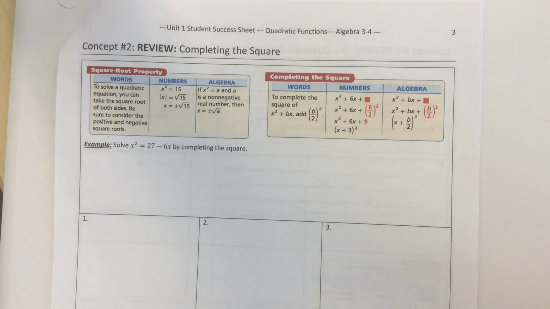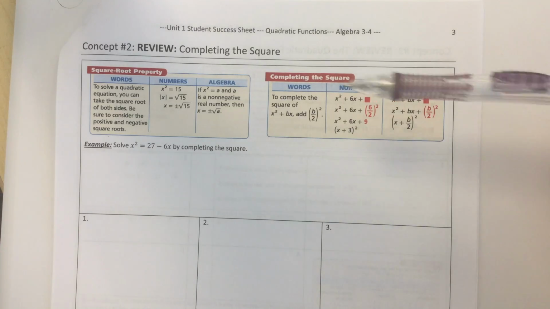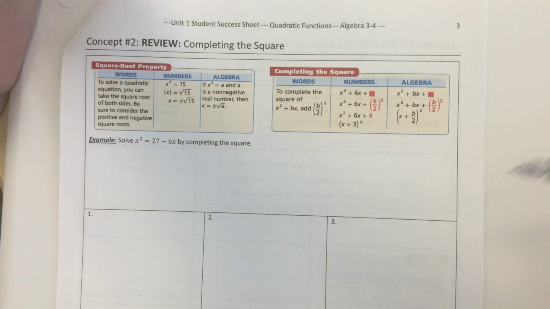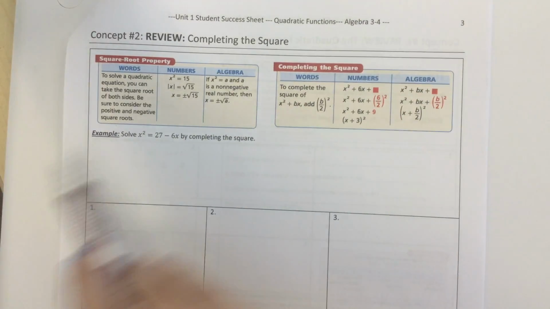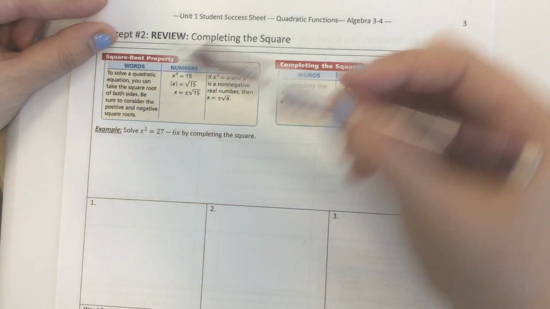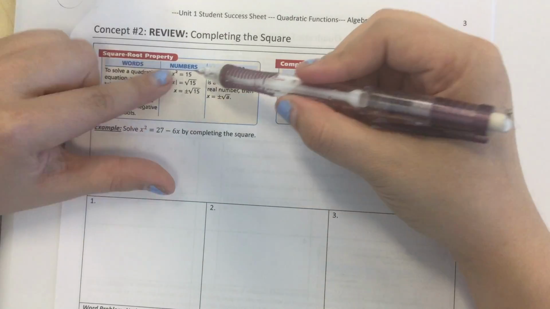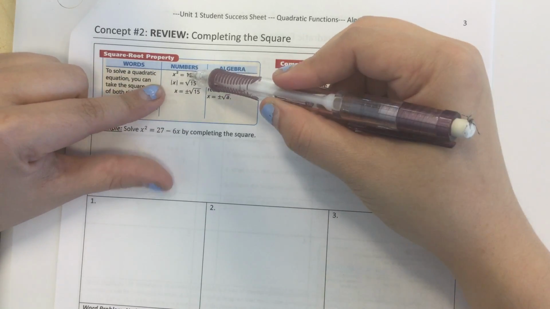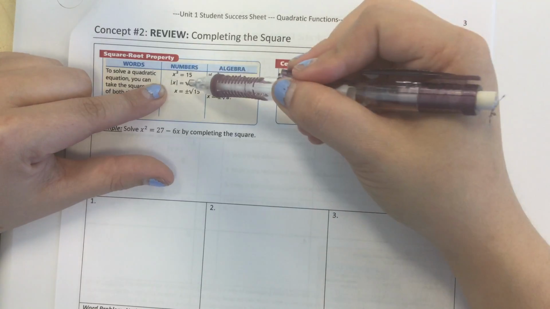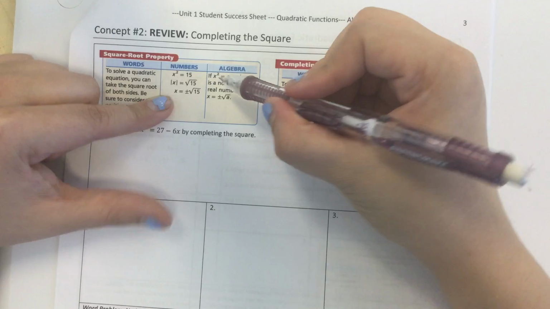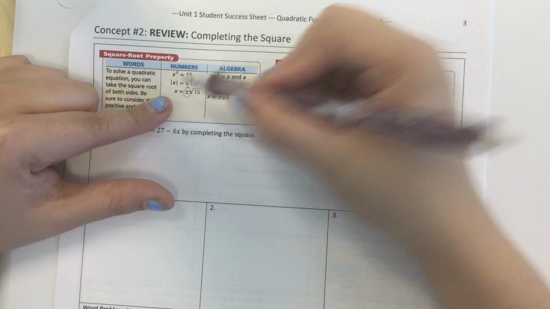All right, concept number 2 in Unit 2, another review concept. So this is completing the square. Now, there's a couple things we need to remember when completing the square, and one of them is the square root property. So basically all this is saying is if I have something squared equals something, so x squared equals 15, for example, and I take the square root of both sides, my answer is going to have a positive and a negative answer.